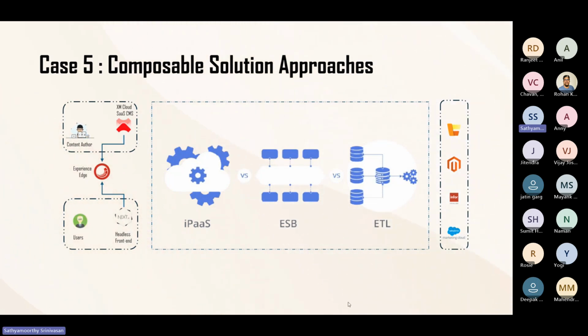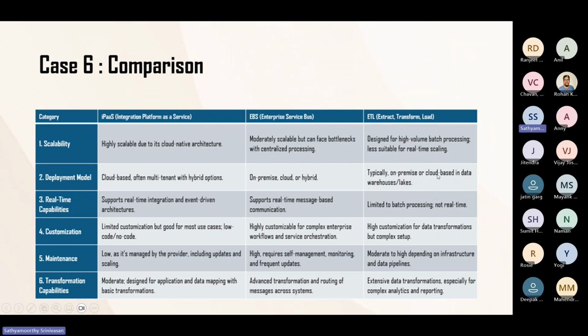Let me go to the next one. Yeah, this is a side-by-side comparison of integration approaches. If we go with iPaaS, it is highly scalable. In ESB, compared to iPaaS, it is not that scalable, but ETL is offline processing, through data stuff, so it is not real time.